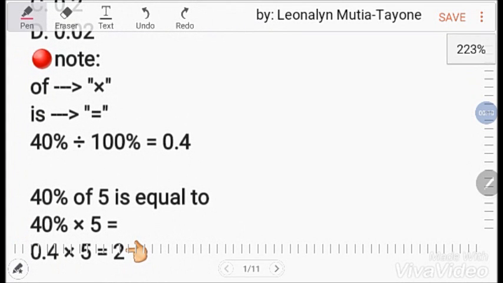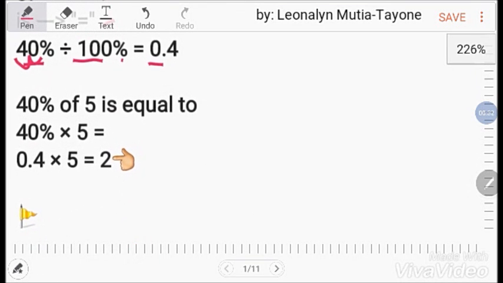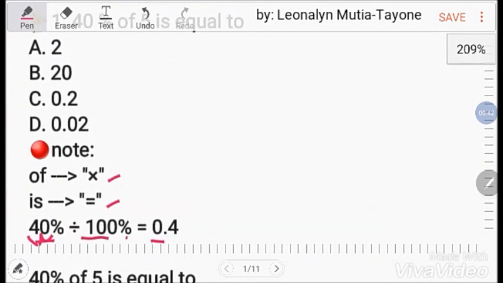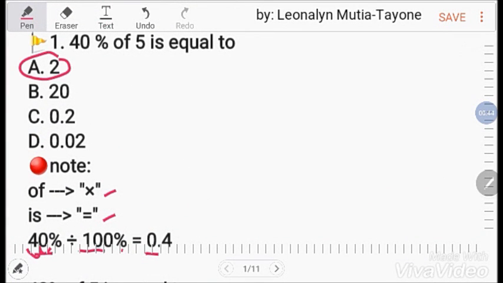Note, ang "of", ibig sabihin, multiplication, and ang "is", ibig sabihin, equal. Tapos yung 40%, pag ginawa mo ng decimal, always divide by 100, and that is 0.4. Or just move 2 decimal places, and that is 0.4. So, ganito na siya. 40% of 5 is equal to, so 40% times 5, 0.4 times 5, that is 2. And our answer is A.